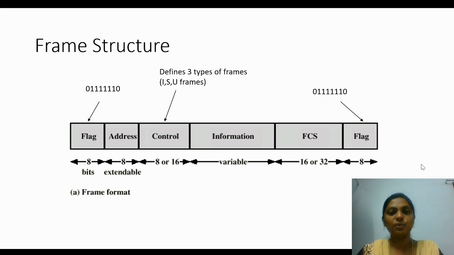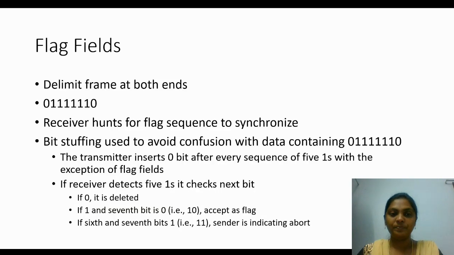First, about the flags. The flag bit helps in frame identification. That is, it will be present in the beginning and the end of the frame. It acts as a delimiter, and the value of the flag is zero followed by six ones. This is the indication of the beginning of a frame. And if the receiver obtains this kind of value, then it will check whether it is the actual flag or whether it is the actual data.